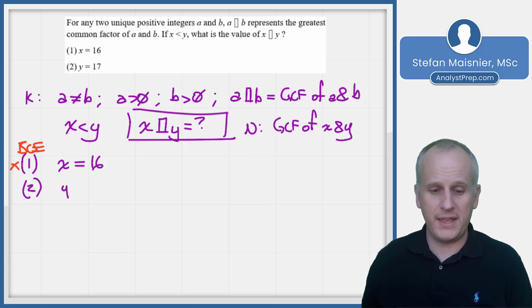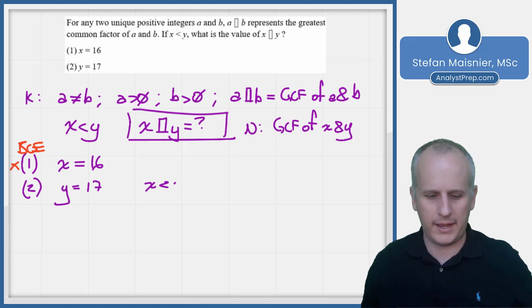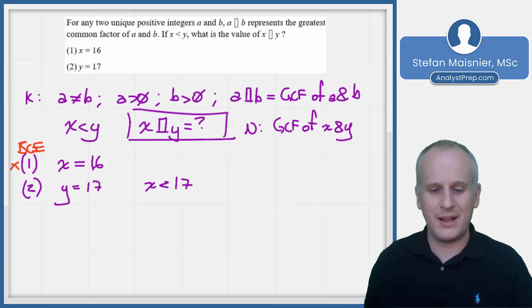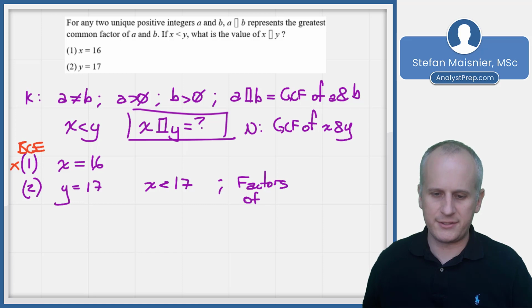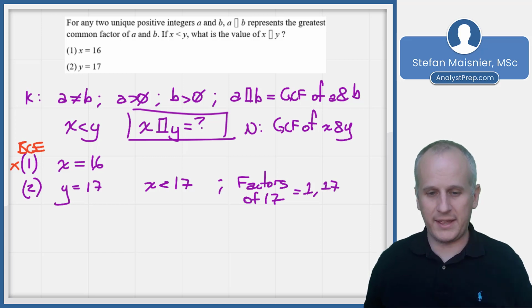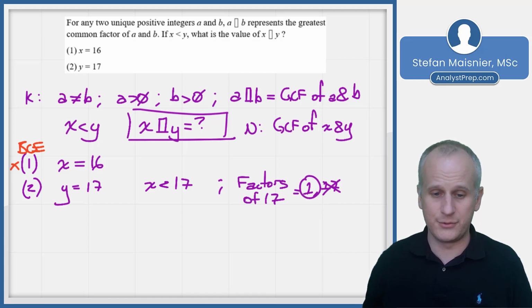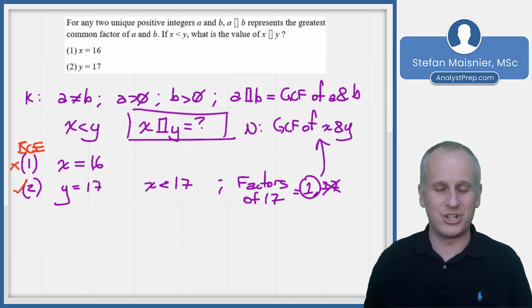Then condition 2, we get 17 is y. Well, if y is equal to 17, we know that x had to be less than y. So x has to be less than 17. So now we've got to consider what are the factors of 17. And the factors of 17 are going to be equal to 1 and 17 only. And we know that x had to be less than 17. So the greatest common factor of 17 and anything less than it is 1, which gives us exactly what we needed to solve the problem and makes condition 2 by itself sufficient, and we can select choice B.